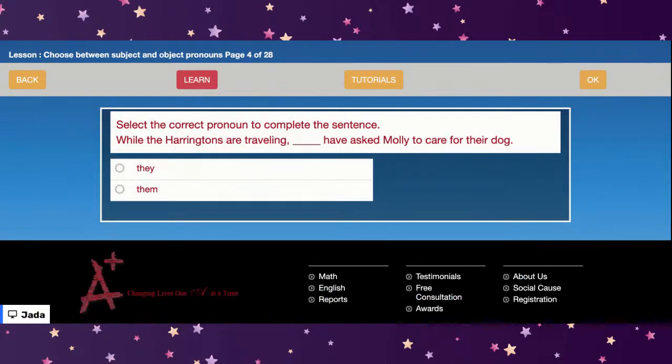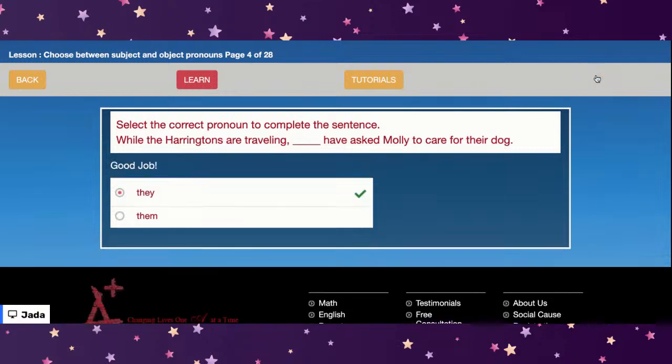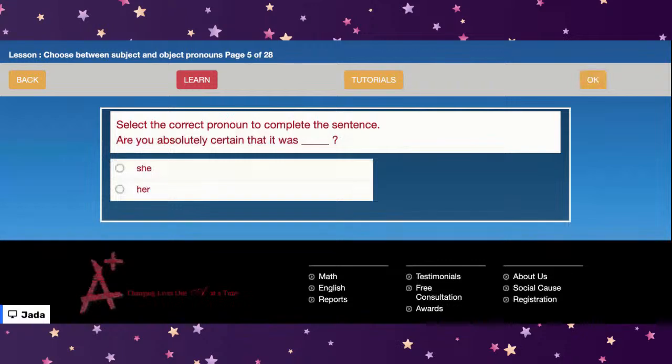While the Harringtons are traveling, they have asked Molly to care for their dog. They or them? Which one? They have asked. So they, because you cannot say them. They have asked Molly to care for their dog. So the subject pronoun is they. Okay.